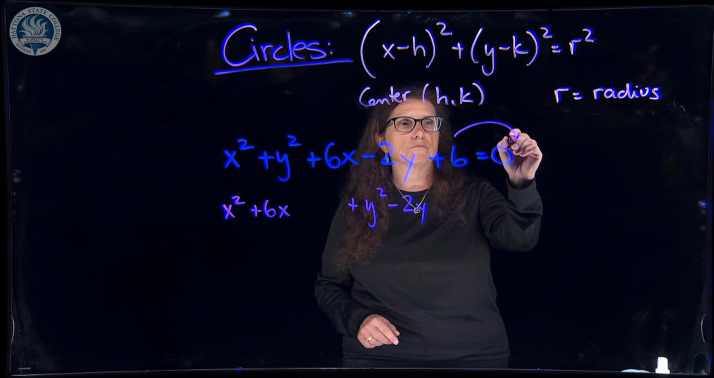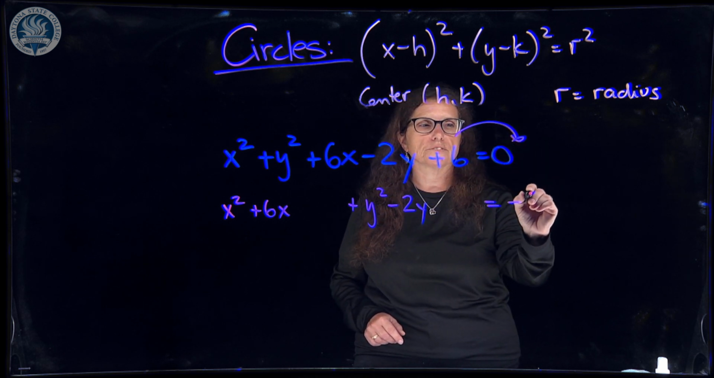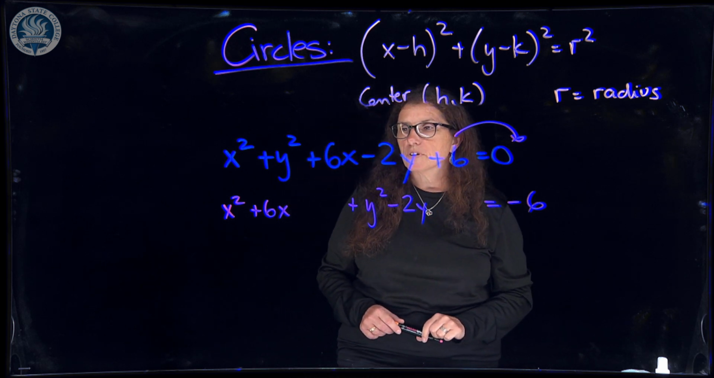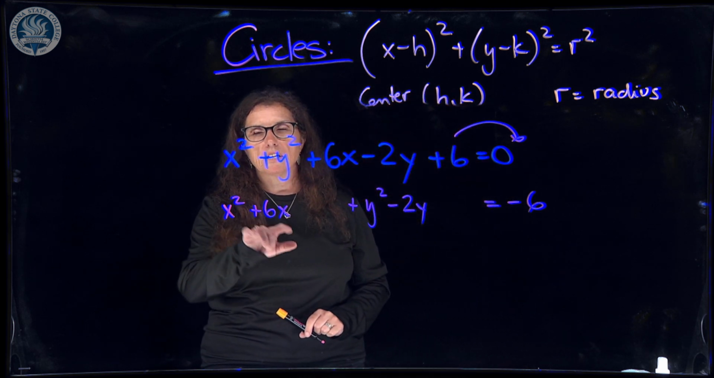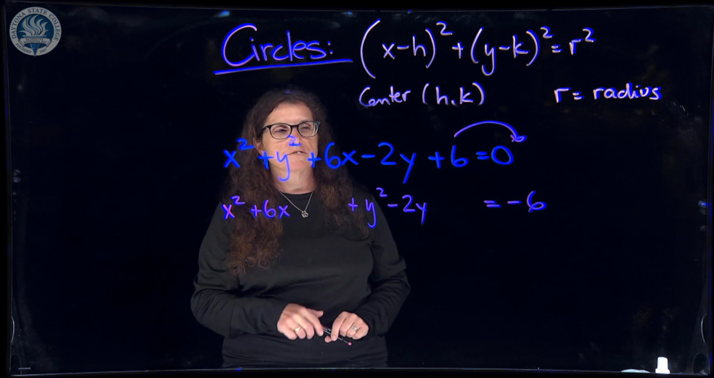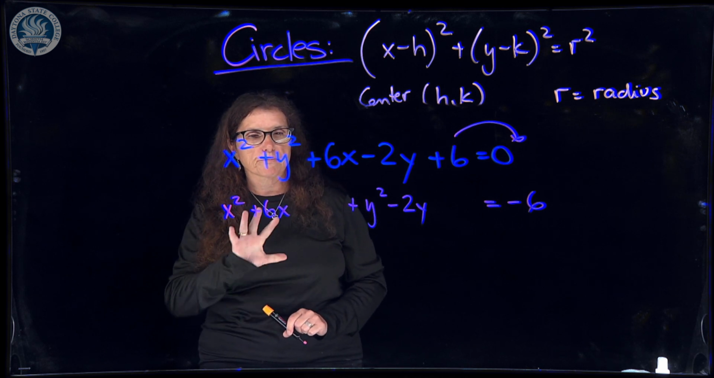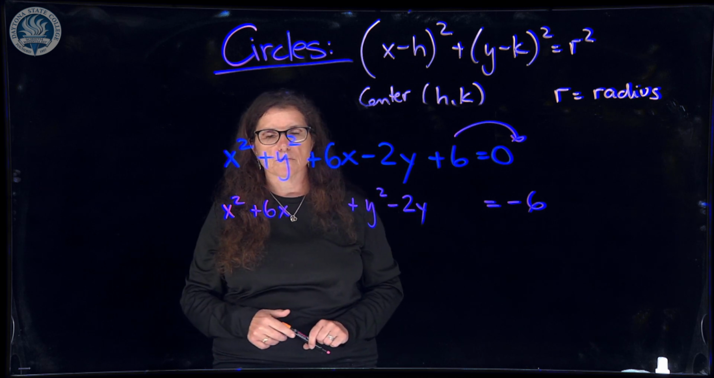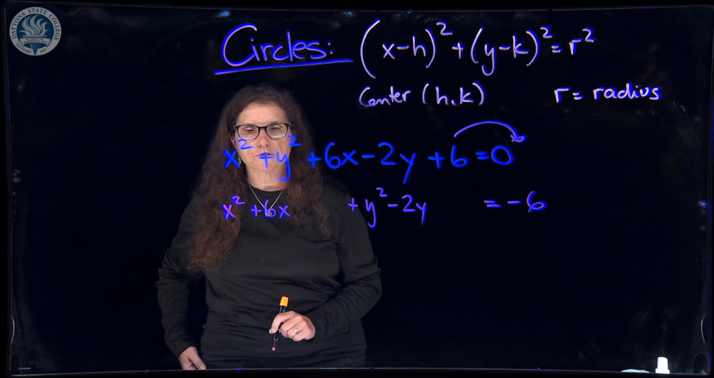And how do we bring it to the other side? We're going to set it equal to a negative 6. Now comes the part where you have to complete the square. You have to get trinomials here, 3 terms. First with all the x terms and then with the y term. Remember how to complete the square?